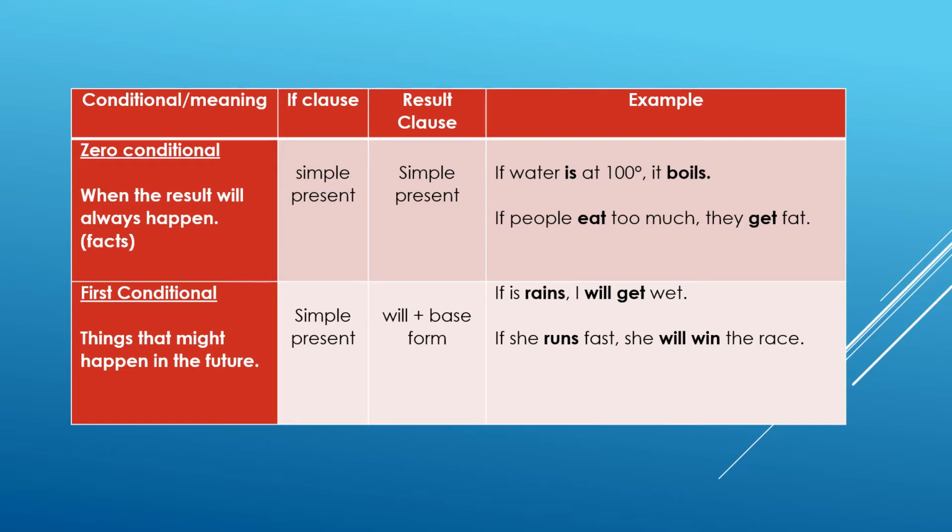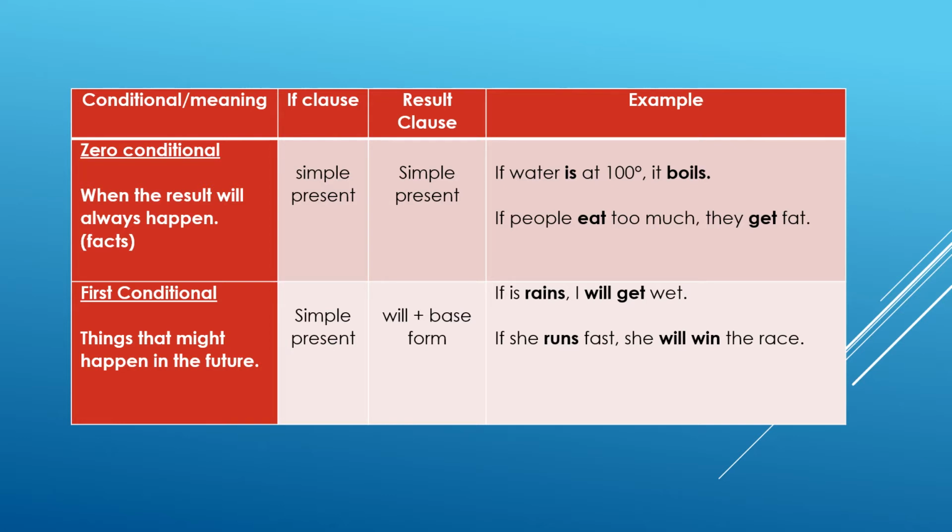So the condition itself is a fact. That is why we call it zero conditional, and it's completely real because we can prove it. For example, in the first example, if water is at 100 degrees, it boils. We can prove it just because of science, right? You put some water in a pot on the stove and you're going to see that when it is 100 degrees, it starts boiling.